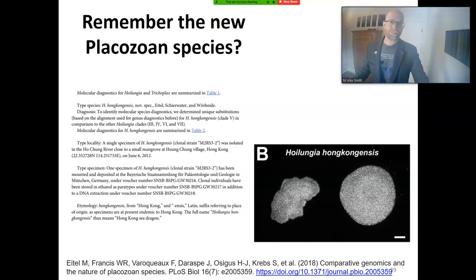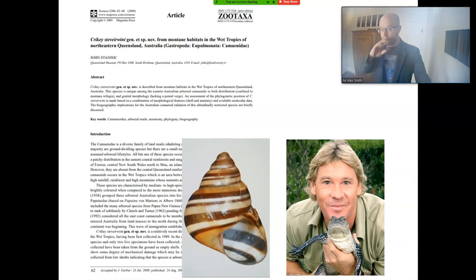So this is one case where the name is an honorific of where it was found. You can have others. This is a species of snail that was described about a decade ago in the journal Zootaxa. It's an honorific in both parts of the binomen, the generic and the specific. This is Crikey steveirwini, a new genus and a new species from the montane wet tropics of northeastern Queensland, honoring an expression of Steve Irwin and Steve Irwin himself.